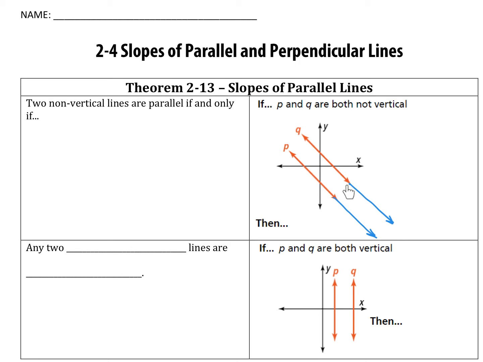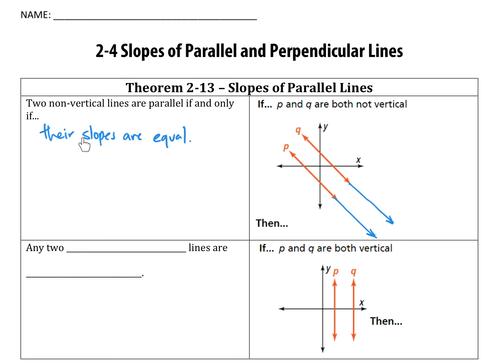So if you put all that together, you can probably identify how we're going to finish the sentence here that makes up theorem 2-13. It says two non-vertical lines are parallel if and only if their slopes are equal. Their slopes are equal. And I'll talk in a second about why it specifies non-vertical lines. We're going to get to that down here.